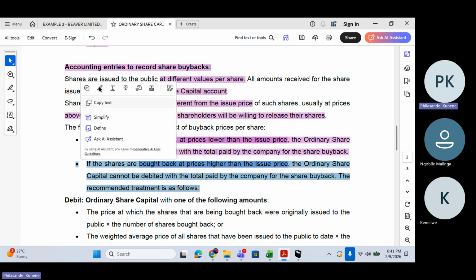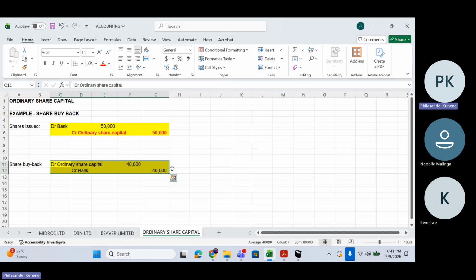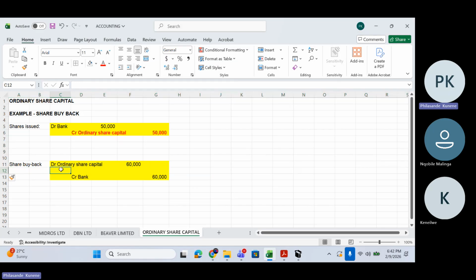Which means now I cannot debit the ordinary share capital with the total paid by the company. If I'm paying 60,000, I cannot debit my ordinary share capital with 60,000 rand. I'm going to have a negative ordinary share capital if I do that, because ordinary share capital was created by 50. If I debit it by 60,000, it's wrong now. That's why we introduce a line by saying debit retained income, right?